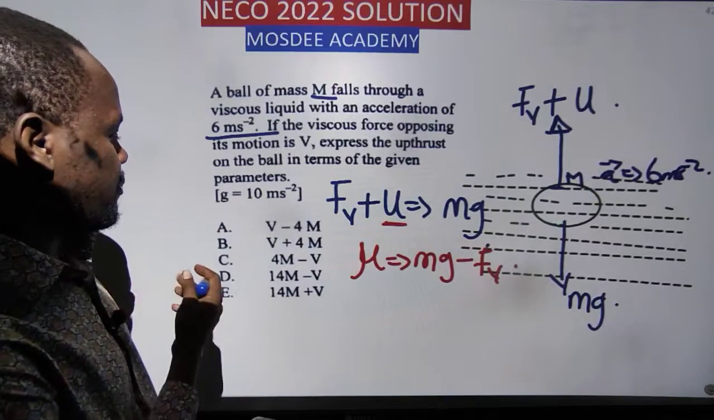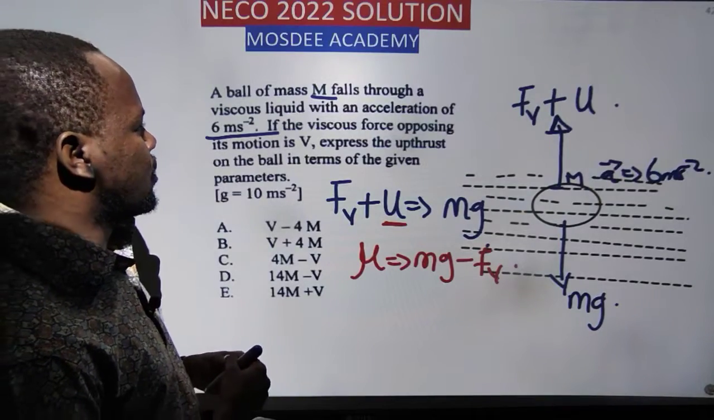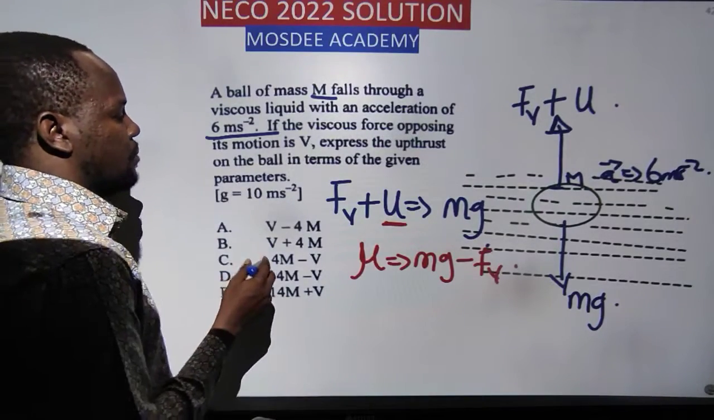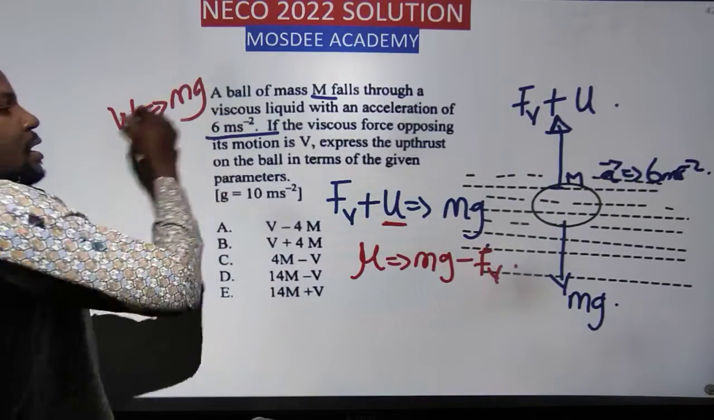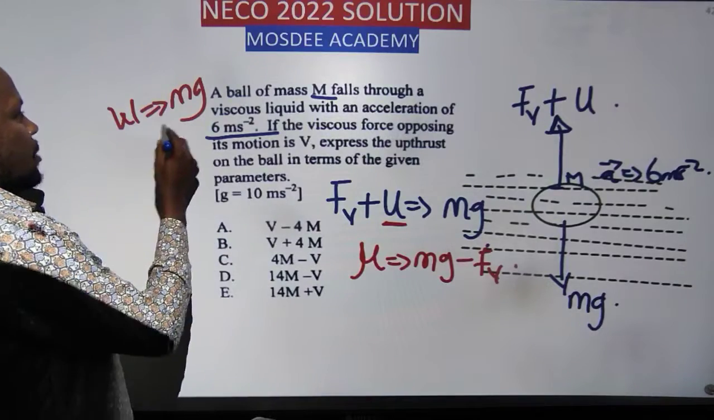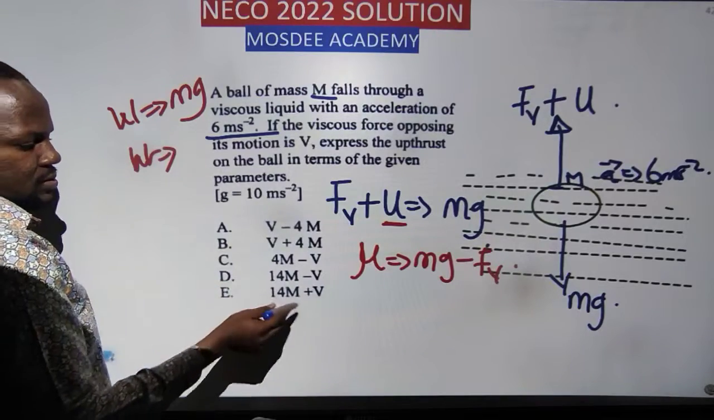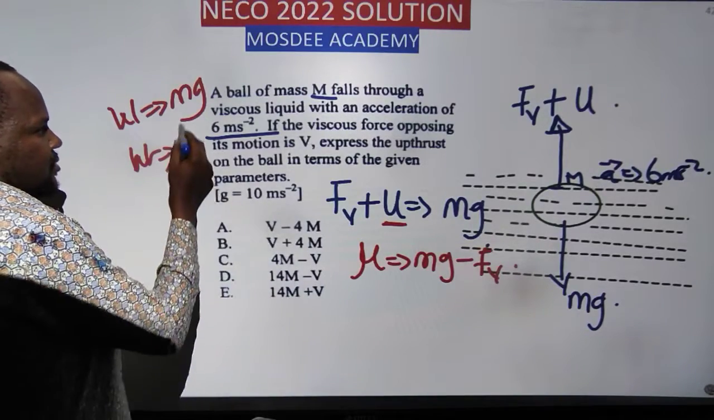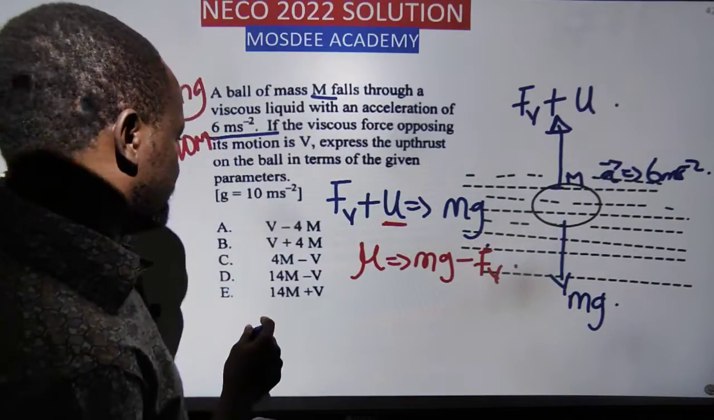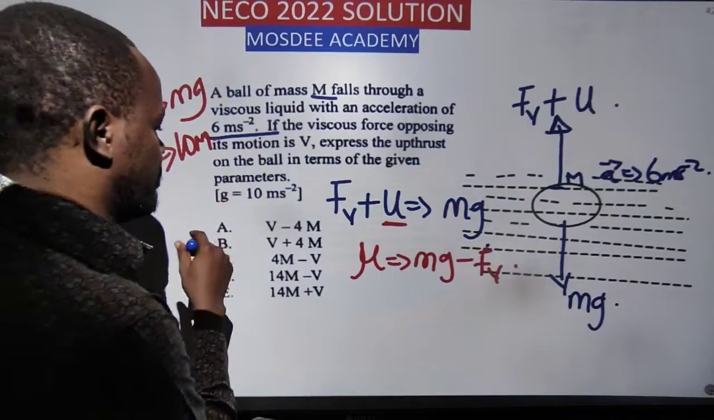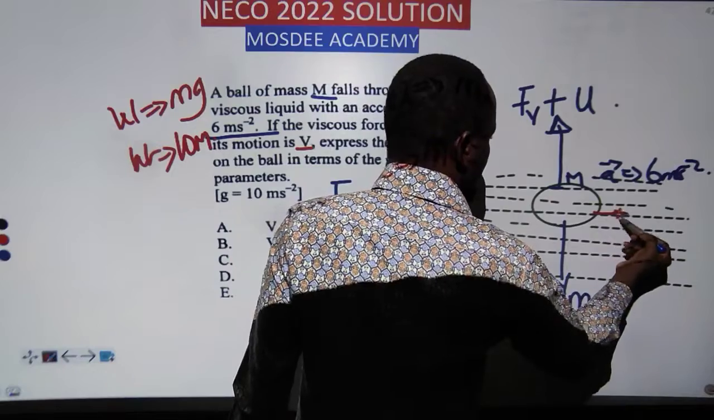So mg minus the viscous force. I need to get the total weight of the ball. The weight is equal to m times g. The M is a capital M and the g is 10. So the weight is equal to 10M. Then we also have minus the viscous force. But the viscous force was given to be V.